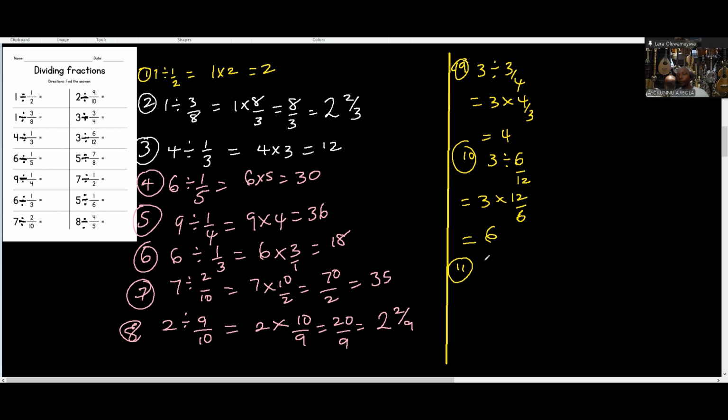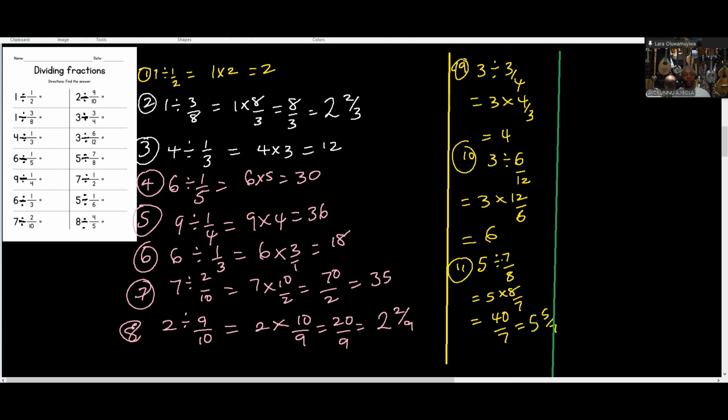Number 11, I have 5 divided by 7 over 8. So this will be 5 times 8 over 7. So that is 40 over 7. I don't leave it like this. I have 5 whole number, 5 over 7. Okay? Is that clear? Yes. Okay, good. Remember we did this just now.